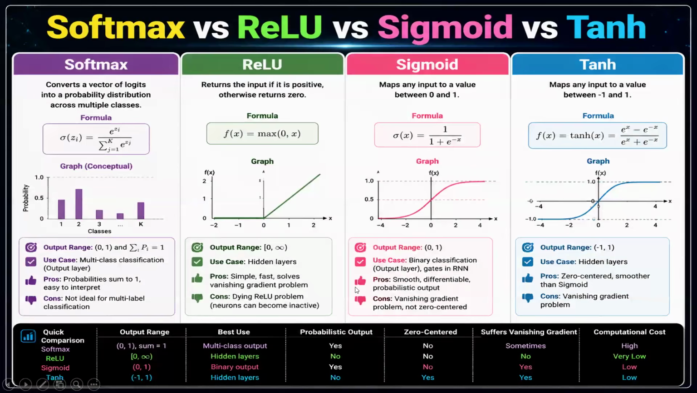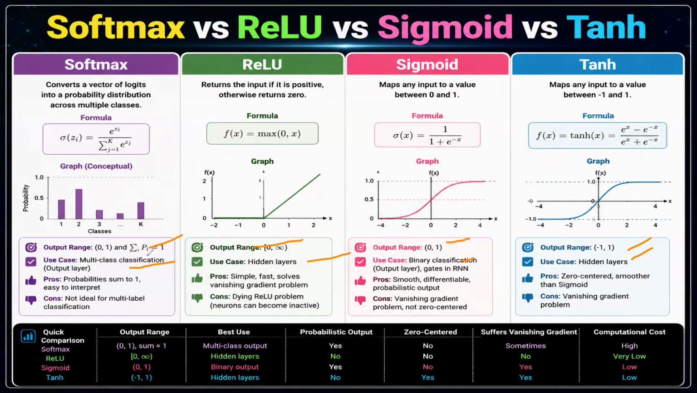Then let us see the differentiation between softmax, ReLU, sigmoid, and tanh. All these are already covered in previous lectures. The output range of softmax is from 0 to 1, ReLU is 0 to infinity, sigmoid is 0 to 1, and tanh is -1 to 1. My suggestion is to go through those activation function videos. Softmax is used in multi-class classification, ReLU is used in hidden layers, sigmoid is used in binary classification, and tanh is used in hidden layers.